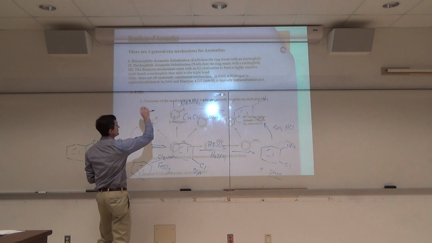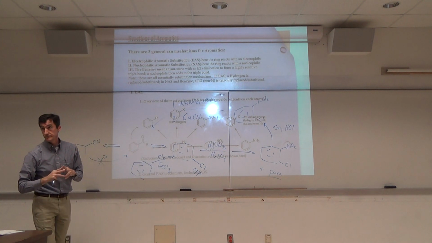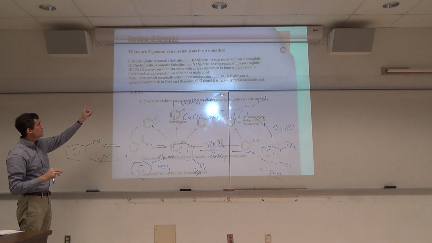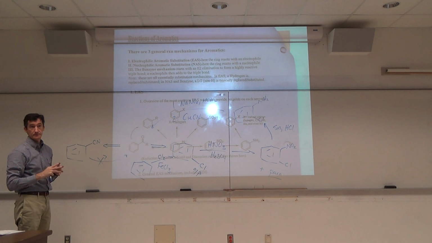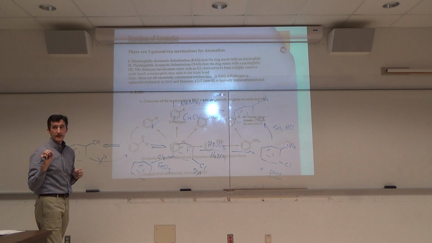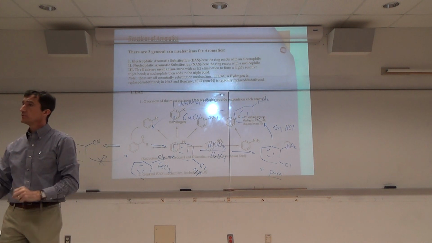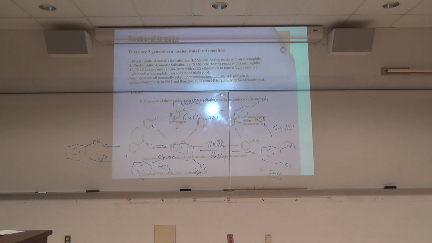Number 2 is nucleophilic aromatic substitution, NAS. Number 3 will be called benzyne mechanisms. These 2 mechanisms are going to involve replacing a traditional leaving group. In EAS, what do we replace typically? An H. For the other 2 mechanisms, we're going to replace things that we've always called leaving groups, like maybe a bromine or chlorine.